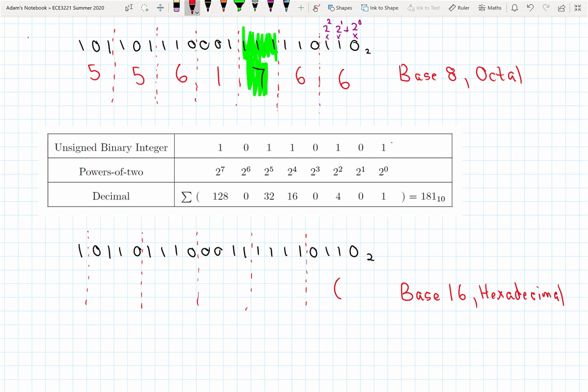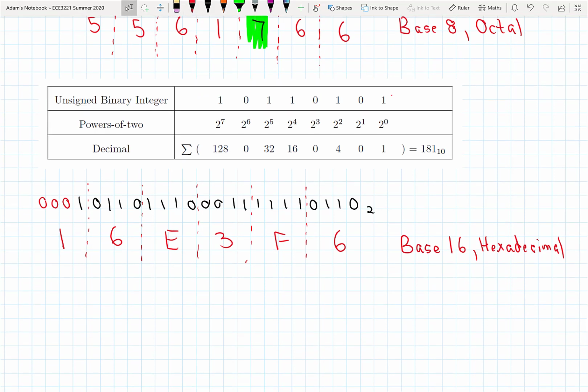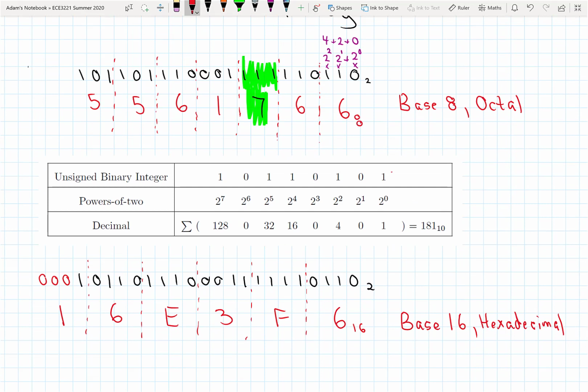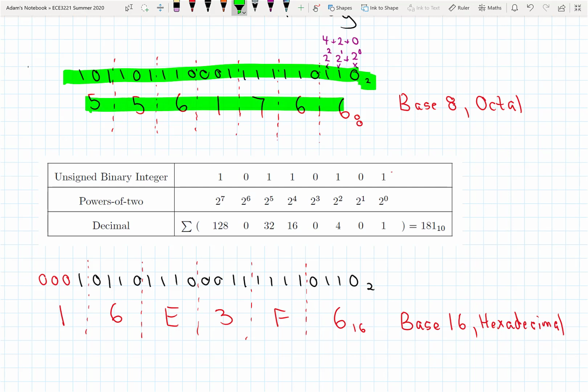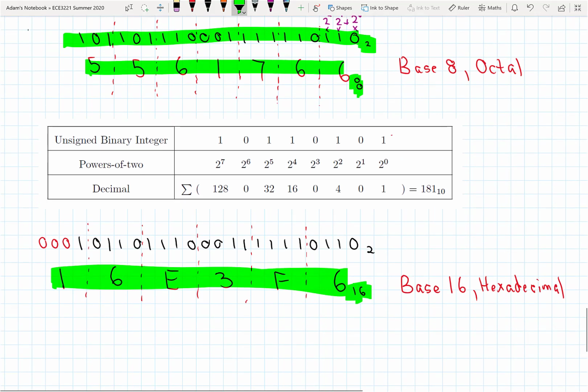So here's a value of 6 in hexadecimal. This is a value of F. This is a value of 3. Here we have a value of E, and here we have a value of 6. And again, here if I assume that there's zeros on the front, this is simply a value of 1. Okay, and again, this is base 16, whereas this is base 8. So we have the same number represented 3 different ways. Okay, so each of these numbers is identical in the weight that it holds, except here it's represented in base 2. Here's the number represented in base 8. Here's the same number represented in base 16. Okay.